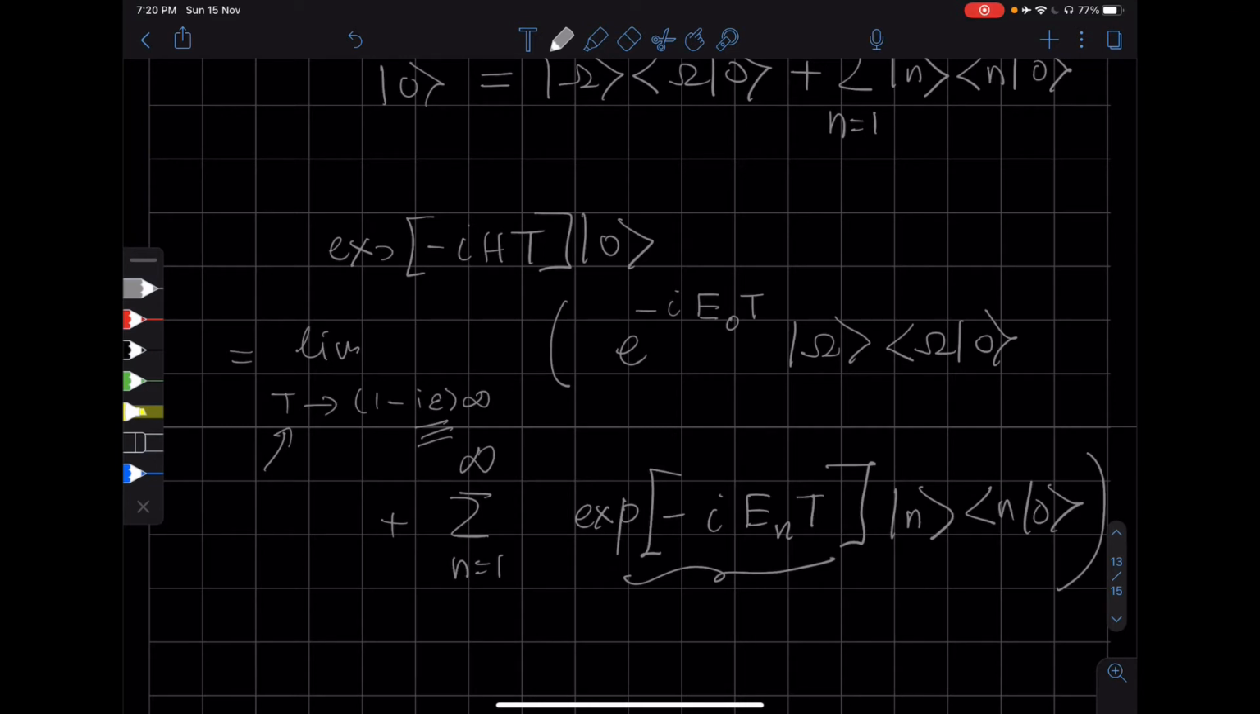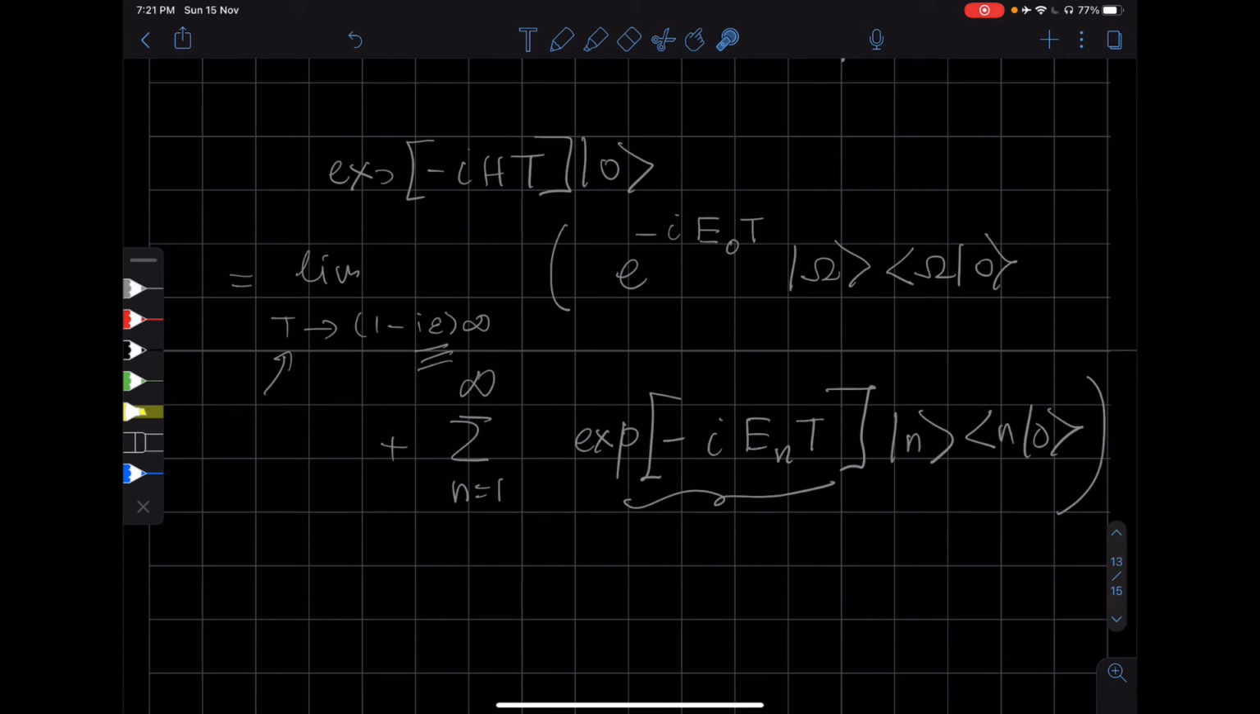Now, because the time has a small negative imaginary part, which I wrote as a small rotation, if I look at the imaginary part of this factor, there's going to be minus i epsilon here. So minus i epsilon times minus i will give me minus epsilon times infinity. So that means this is going to be strongly suppressed. This will also be strongly suppressed, but since E_0 is smaller than any of the E_n, the suppression of this term will be much less than the suppression of this term.